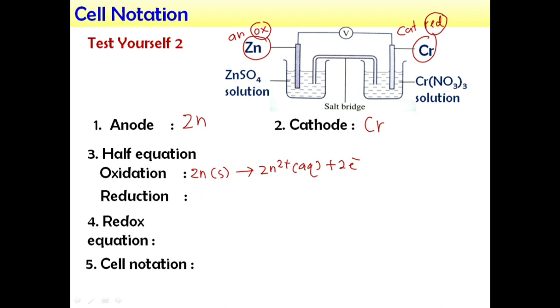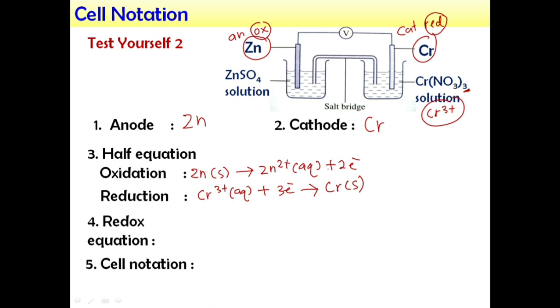Okay, how about chromium? Kita kena tahu charge dia berapa dulu. So, kalau awak tengok dekat solution ni, boleh nampak, okay, ada 3 kat sini. Bermaksud Cr is 3+ ion. Okay, jadi untuk reduction, Cr3+ aqueous will receive 3 electrons and produce chromium solid. Boleh cancel terus ke untuk tulis overall redox equation?